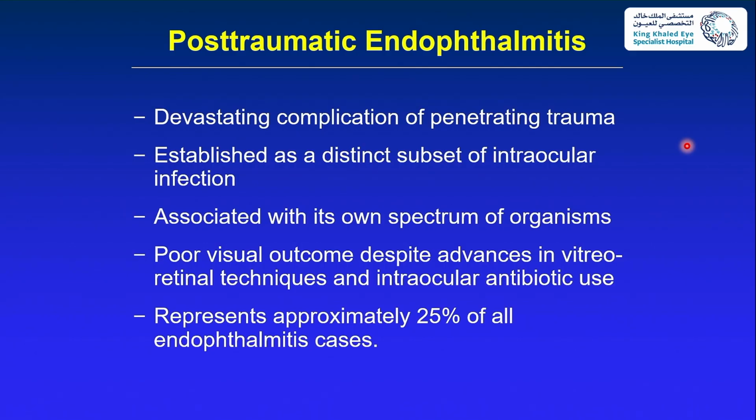Unfortunately, the visual outcome is still poor despite advances in vitreoretinal techniques and intraocular antibiotic use. Therefore, a lot of emphasis has to be put on prevention or prophylaxis. And post-traumatic endophthalmitis accounts for about 25% of all endophthalmitis cases.